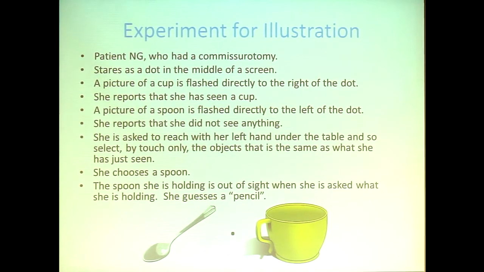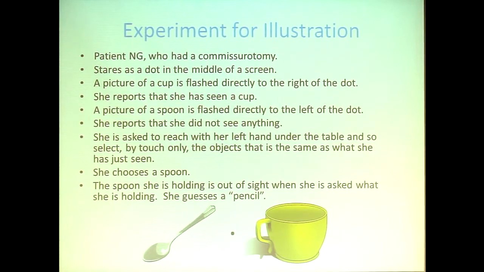Now, you'll read about this experiment in the Welsh book, and I just want to go through it with you because it illustrates this so well. Patient NG has had a callosotomy. She stares at a dot in the middle of a screen. A picture of a cup is flashed directly to the right of the dot. She reports that she has seen a cup. A picture of a spoon is flashed directly to the left of the dot. She reports that she did not see anything.